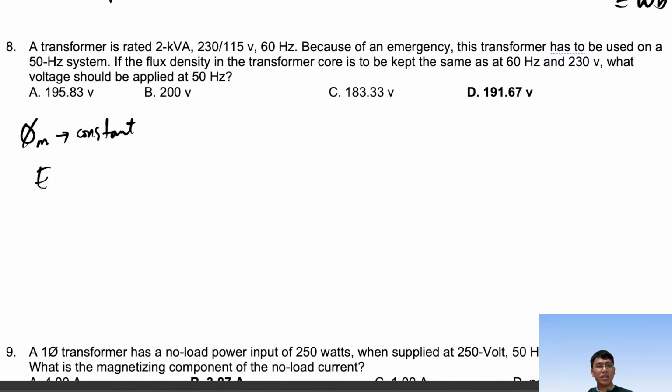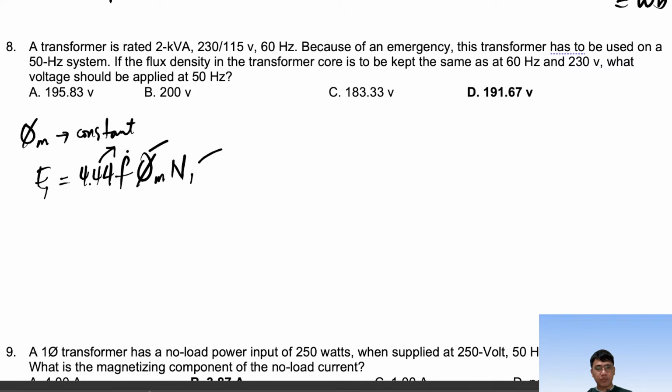So from our formula, E equals 4.44 K f theta m sub n. Okay. So you see here that since we are using the same transformer, of course, it's going to have the same N, f, sorry, theta m, and 4.44.